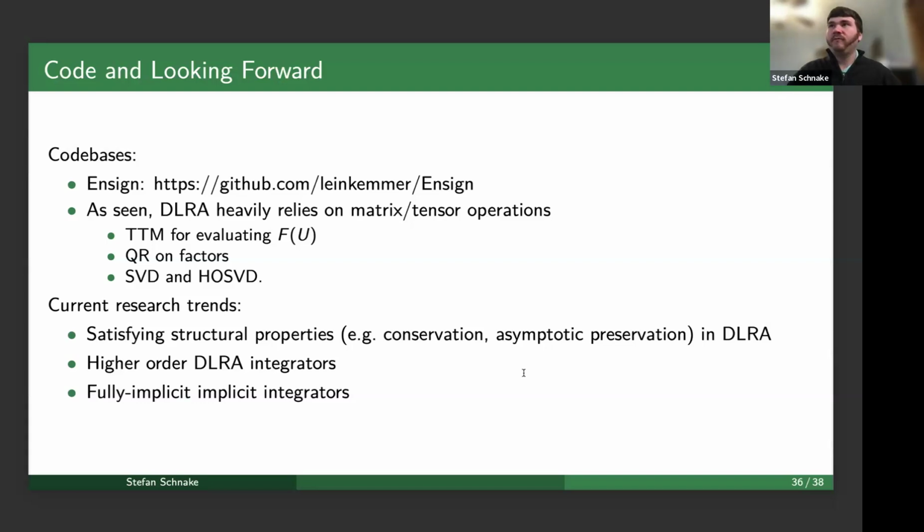I heard it mentioned that code bases would be nice. There isn't a lot in terms of GitHub code for dynamical low rank. I will say that there's a repository called Ensign. I was just at a conference last week where I saw this used on a 6D Vlasov type problem that we saw before.